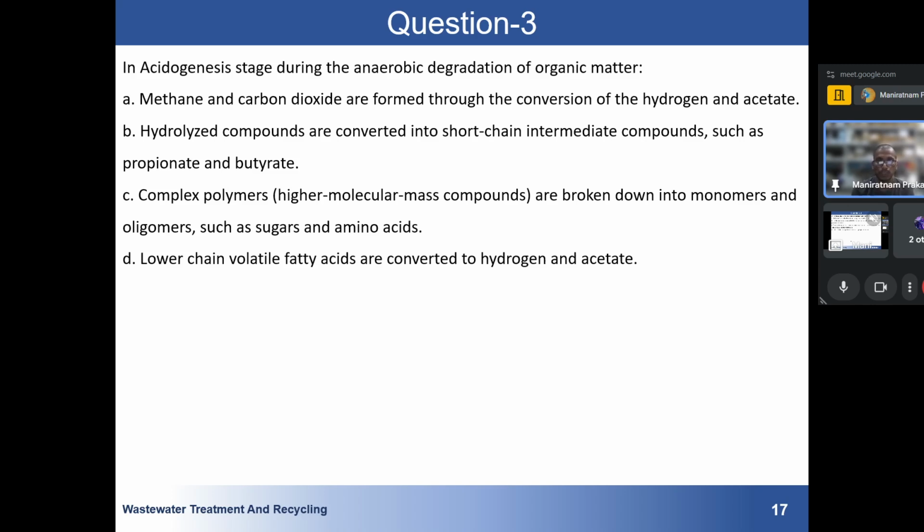Just to go through each and every option, if you need any assistance, like if you want to see the previous slides, just tell me and I will go back. Take your time and try to answer it. Just go through the basics of whatever I have told you, like what is methane formation, what is acid formation, what is acetate formation.